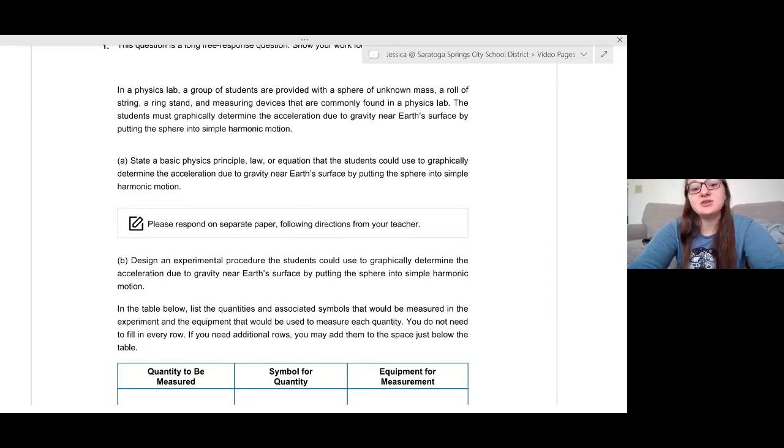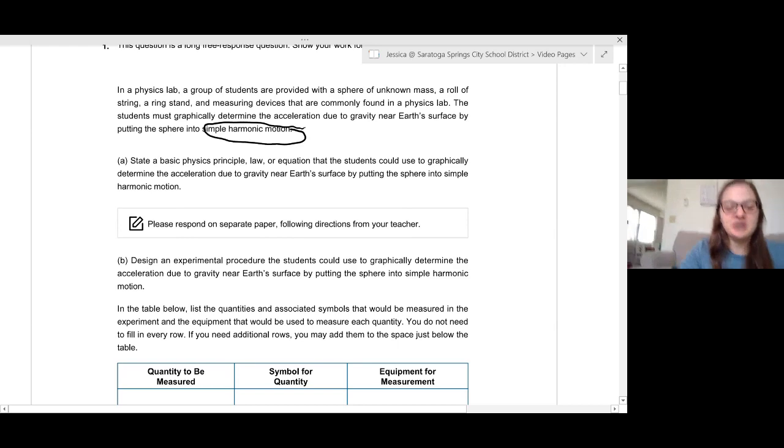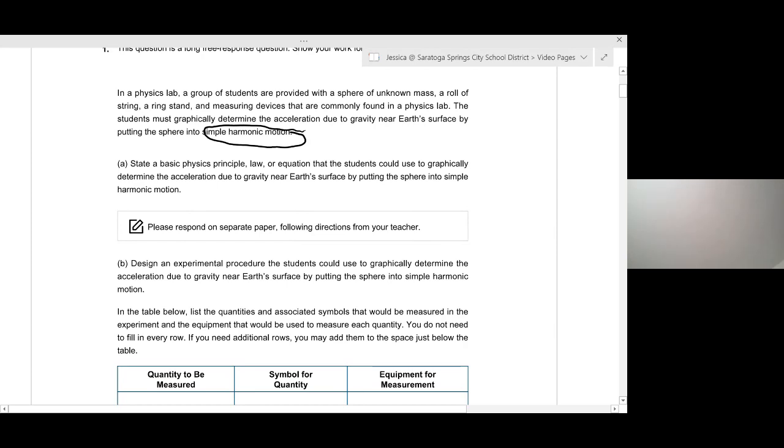The students must graphically determine the acceleration due to gravity near the Earth's surface by putting the sphere into simple harmonic motion. So the fact that they mention simple harmonic motion means we're probably going to be dealing with probably one of two equations. So the first is the position versus time equation, which is x equals A, where A is the amplitude, cosine 2 pi, frequency times time, or the period of a pendulum equation, T equals 2 pi square root L over g, where L is length and g is acceleration due to gravity.